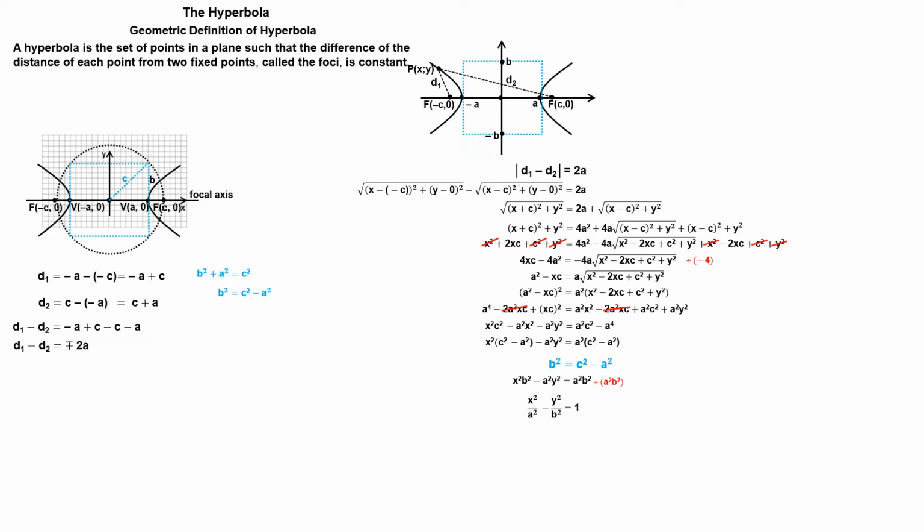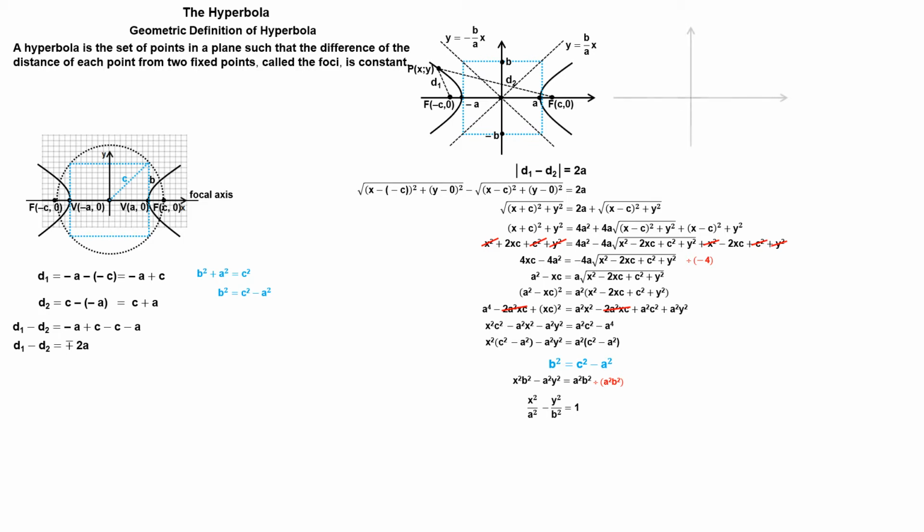The diagonals of this rectangle have slopes b over a and minus b over a, and their extensions are the asymptotes of the hyperbola. If we graph the asymptotes, we can use them to establish the opening of the hyperbola and avoid plotting other points.